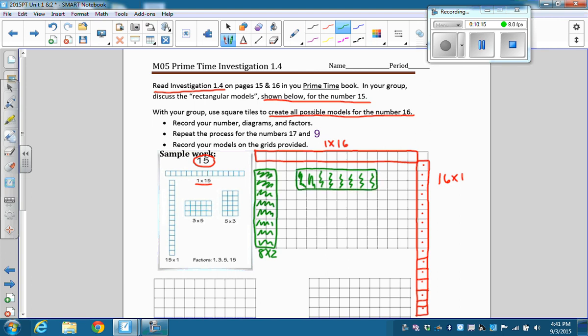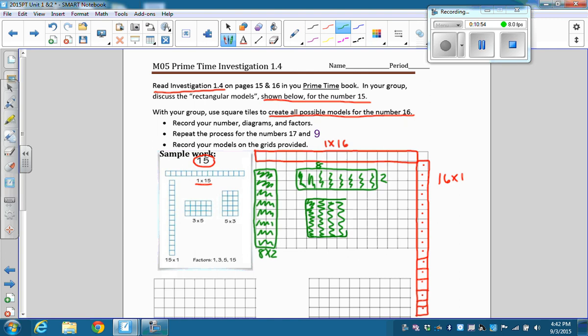So far, just more rectangles. Could we do 3? I did 3, 6, 9, 12, 15. Doesn't make one, right? So I can't do a 3 by anything. And you guys had those little chips to figure that out. What about a 4? 4, 8, 12, 16. So 4 works.